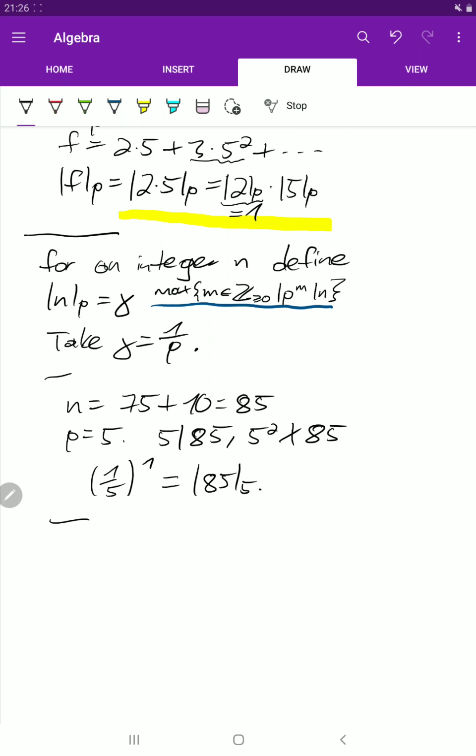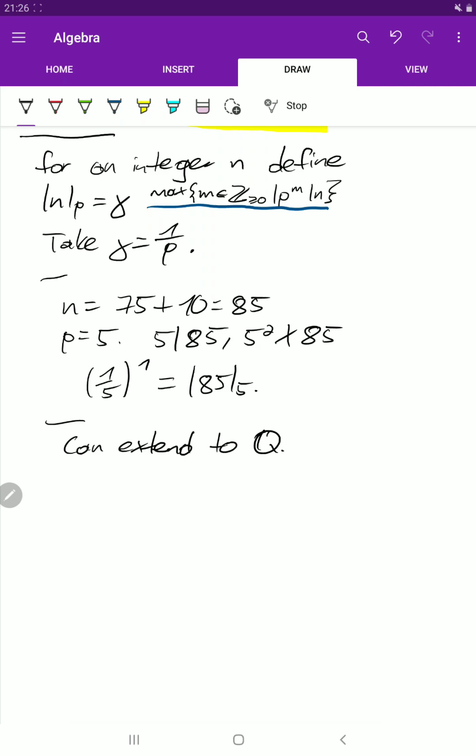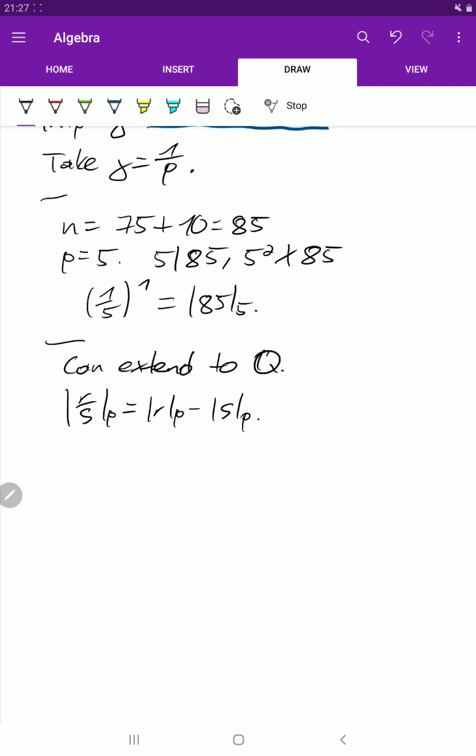And now we can extend this norm to Q. Over Q, we just define the P norm of, let's say, R over S to be the P norm of R minus the P norm of S. And now we have a norm on the rational numbers. So what can we do? Well, we can look at Cauchy sequences.